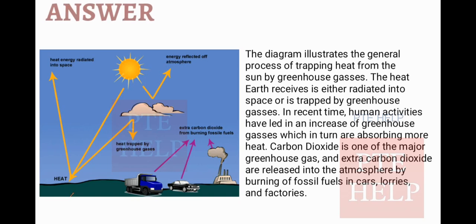The diagram illustrates the general process of trapping heat from the sun by greenhouse gases. The heat Earth receives is either radiated into space or is trapped by greenhouse gases. In recent times, human activities have led to an increase of greenhouse gases, which in turn are absorbing more heat.